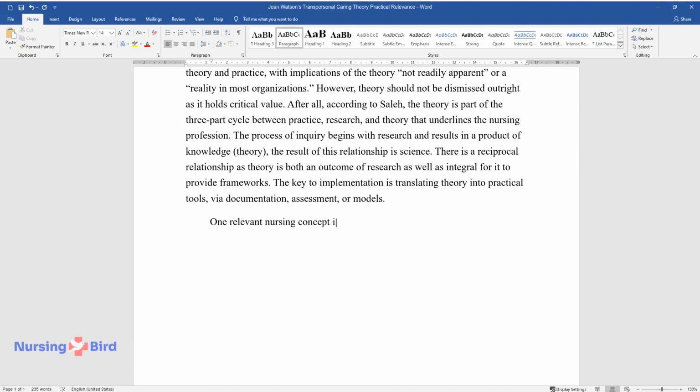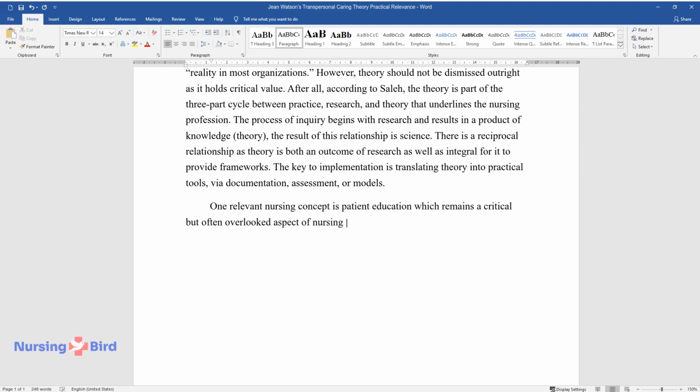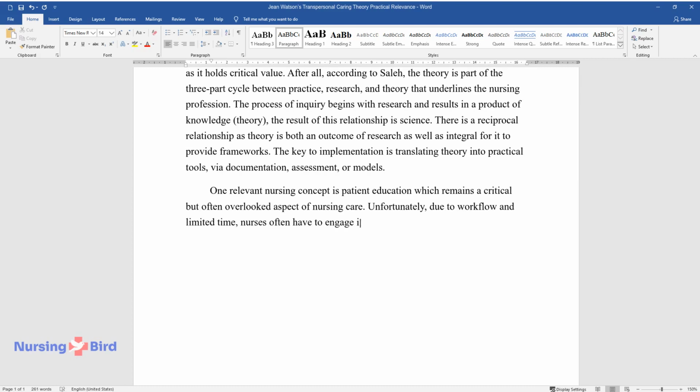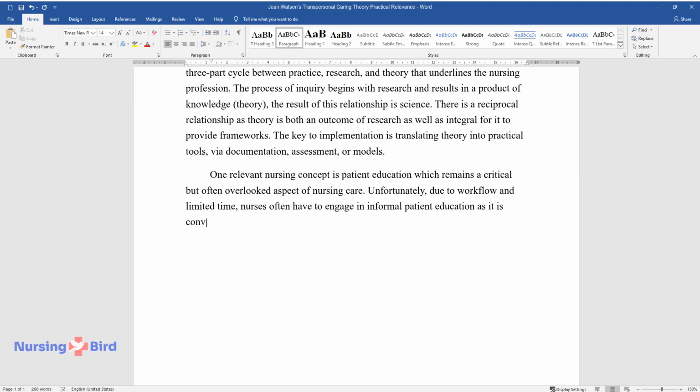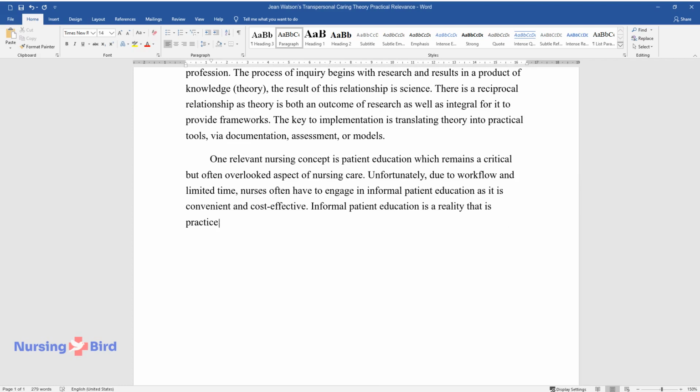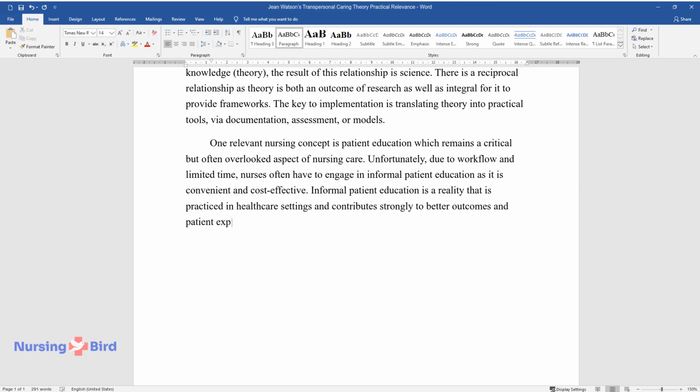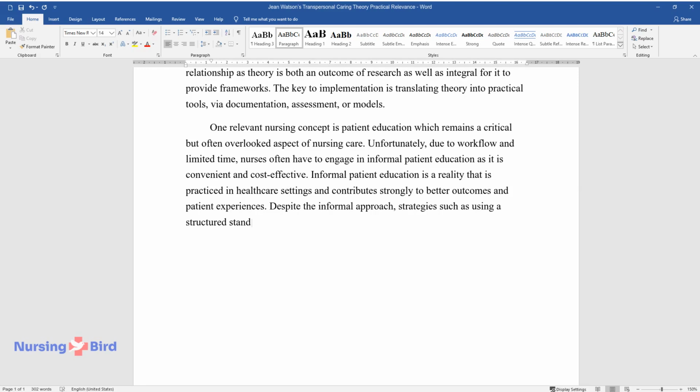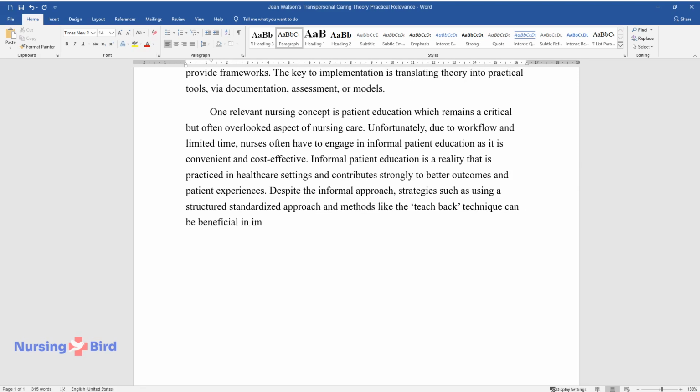One relevant nursing concept is patient education, which remains a critical but often overlooked aspect of nursing care. Unfortunately, due to workflow and limited time, nurses often have to engage in informal patient education as it is convenient and cost-effective. Informal patient education is a reality that is practiced in healthcare settings and contributes strongly to better outcomes and patient experiences. Despite the informal approach, strategies such as using a structured, standardized approach and methods like the teach-back technique can be beneficial in improving the effectiveness of education.